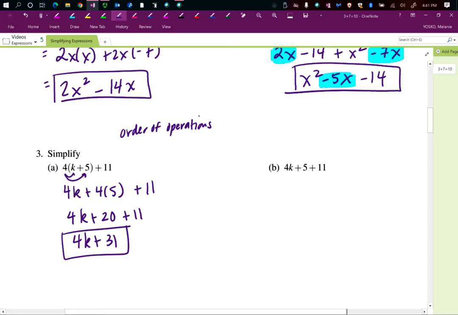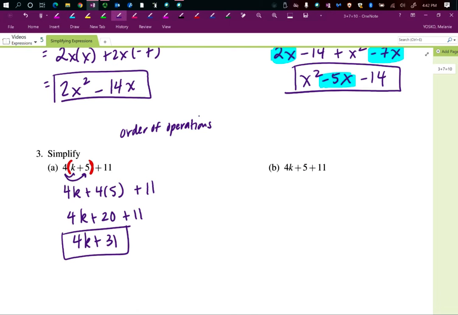Now look at part B. Part B looks pretty similar. I had a 4 and a k plus 5. We'll have a 4, a k plus 5 plus 11. What is the difference between A and B? Parentheses. So there is a set of parentheses right here that said 4 was multiplied by both the k and the 5. Here I do not have a set of parentheses.